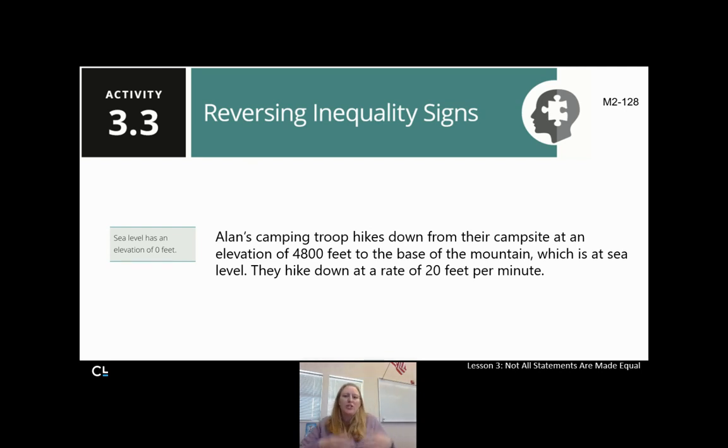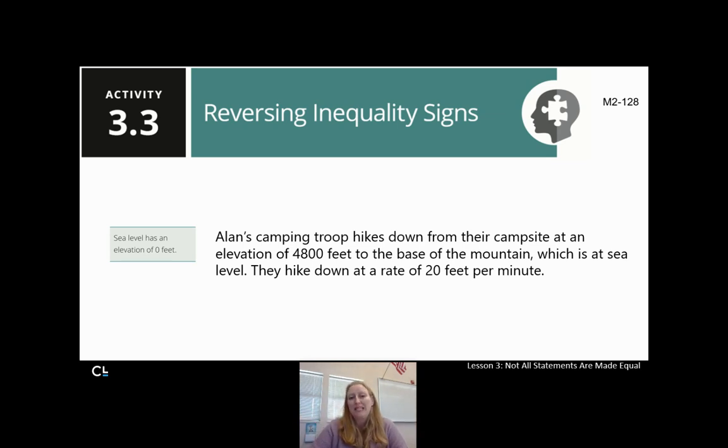So we, of course, have been talking about modeling linear inequalities. That's what this whole thing has been about. So we're going to practice a little bit more with that. Now, we were talking about Alan selling boxes of popcorn last time to save up money for his camping trip. Now, Alan has made it on the camping trip. Yay, Alan!